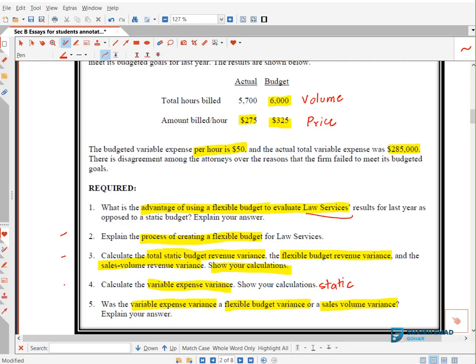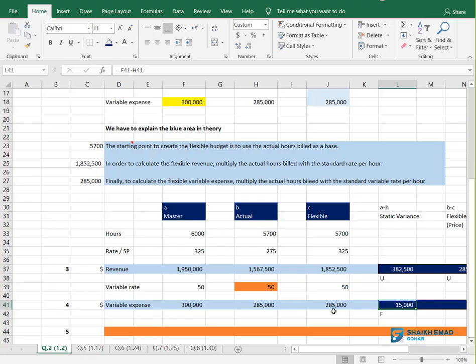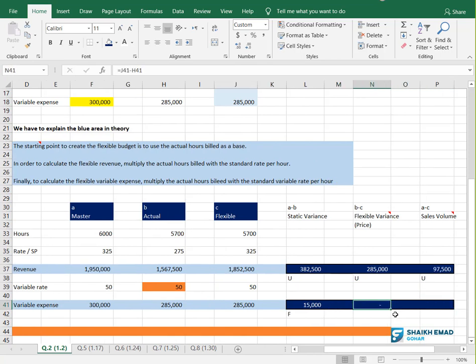Okay. What is the next question? They asked you, was the variable expense variance which you just calculated above, a flexible budget variance or a volume variance? Very, very amazing question. I love this question. Why? They are asking you this 15,000 what you just calculated, is it due to price or volume? Getting it? So if this is due to price, there should be something written in the flexible column. Getting it or not? But you see how much is written there? Nil.